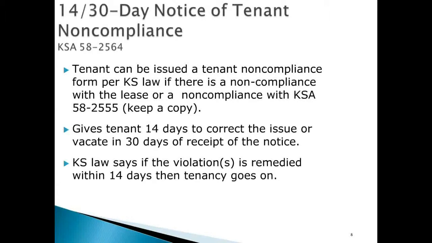14/30-day notice of tenant noncompliance. If there is a noncompliance by the tenant with either the rental agreement or a noncompliance with Kansas Statute 58-2555, materially affecting health and safety, the landlord may deliver a written 14/30-day notice to the tenant, noting the violation and informing that the rental agreement will terminate 30 days after receipt of the notice, if the violation is not remedied in 14 days. Always keep a copy of this notice. Kansas law says if the violation is remedied within 14 days, then tenancy goes on.